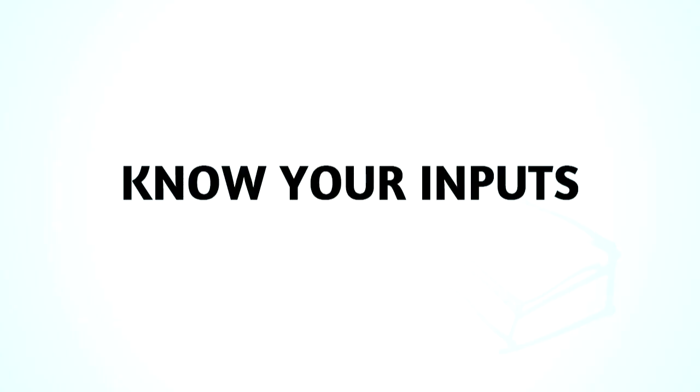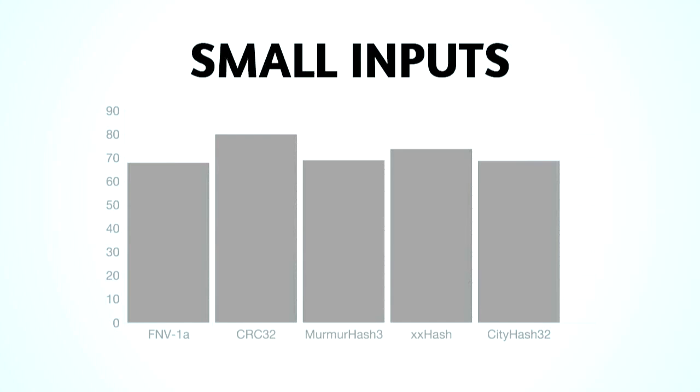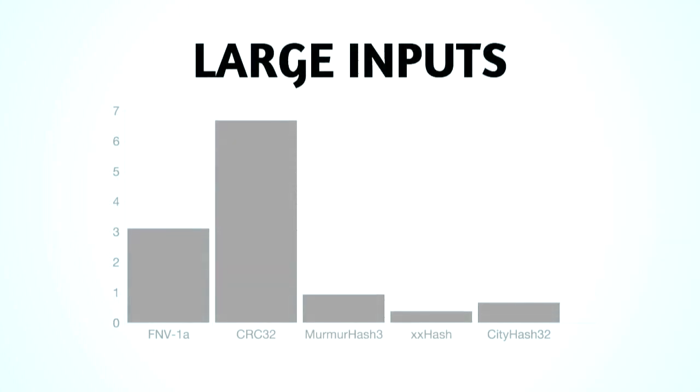Know your inputs. XXHash makes compromises that don't make sense if your average input is small. I mean, we saw how much better it was at large inputs, but it's actually slower at the small inputs. And in actual fact, if you're using small inputs, for the word corpus, it turns out everything's pretty much the same speed. You might as well just implement the simplest one that is well distributed enough, which is probably FNV1A. For large inputs, on the other hand, it's worth the time to implement a more complicated one, because XXHash, MurmurHash, CityHash, which are the ones on the right, are considerably faster.